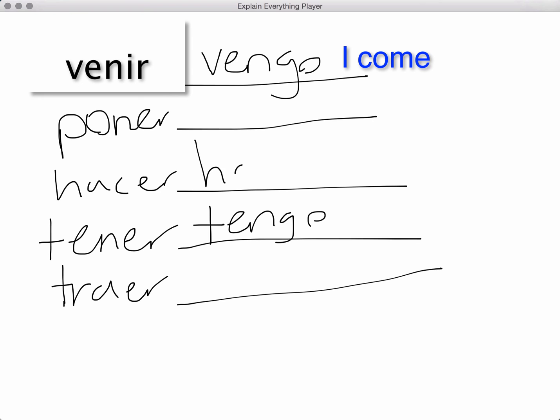Hacer is going to be hago. Poner is pongo. And traer is a tricky one, and I know we didn't go over it, but you got to memorize it. It's going to be traigo.